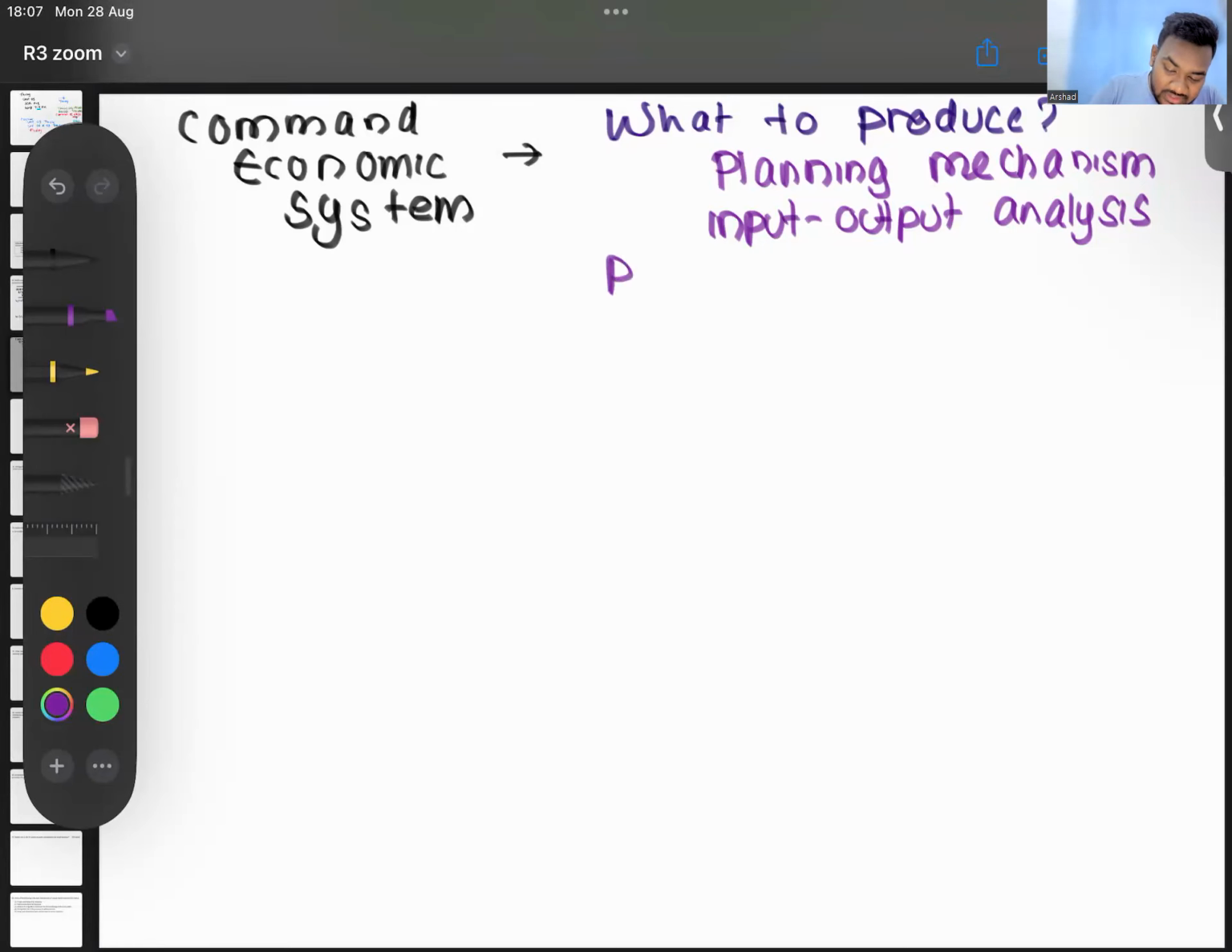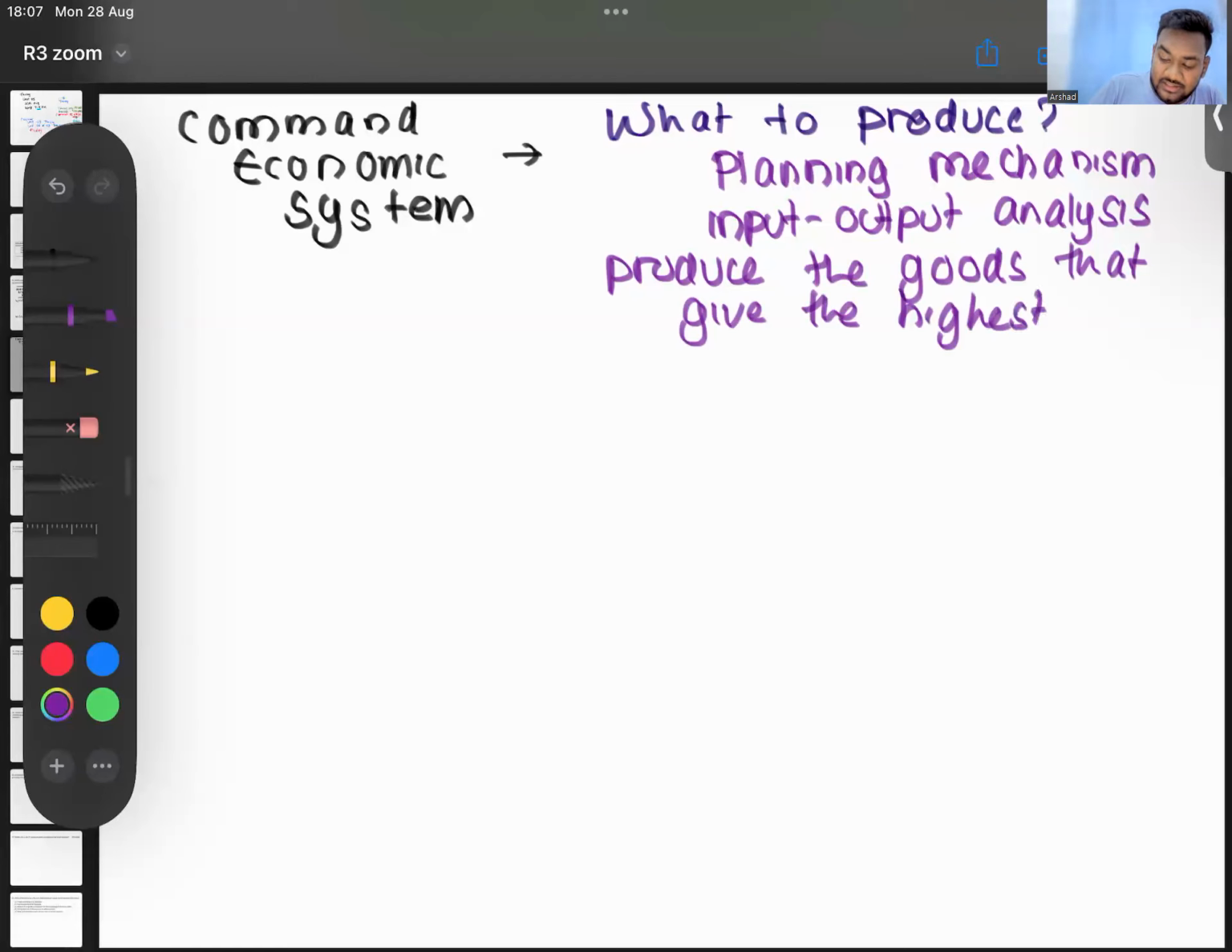They produce the goods that give the highest social welfare. That's how they don't care about profits and all, guys. They don't care whether it's profitable. As long as it's giving the best benefit to the public, the highest social welfare, that is what they will actually go and produce. Is that okay? Safe now. Then, next question. How to produce?